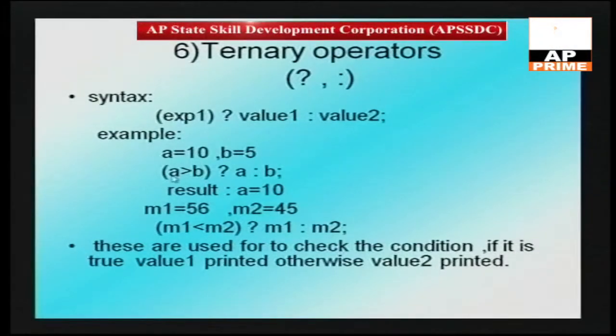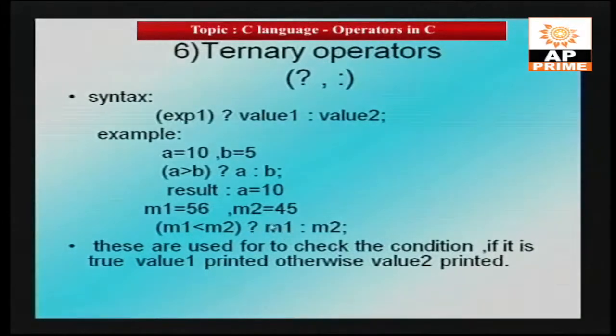You see some examples: A greater than B, question mark, A to be printed. If A is not greater than B, B is printed. If A is greater than B, A is printed, otherwise B. In this example, 10 greater than 5, yes true, so the A value prints. Any one value prints, either A or B. Suppose I use M1 less than M2: is 56 less than 45? False. False means M1 is cancelled, M2 is printed.